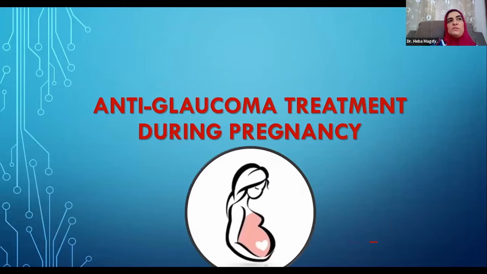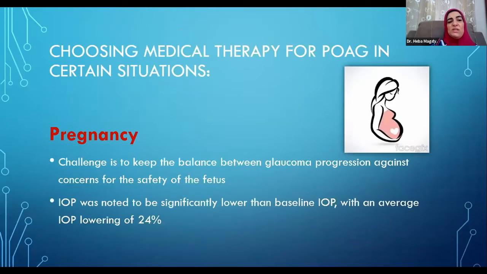What about certain situations where you have to treat glaucoma? What about pregnancy? Anti-glaucoma treatment during pregnancy is a very important issue. The challenge here is to keep the balance between glaucoma progression and the concern for the safety of the fetus. Actually, we don't have a really safe anti-glaucoma treatment that can be used safely in the pregnant female. But thanks to God, the pregnancy hormones alone, without any medications, can reduce the intraocular pressure by 24%. It's really a blessing.